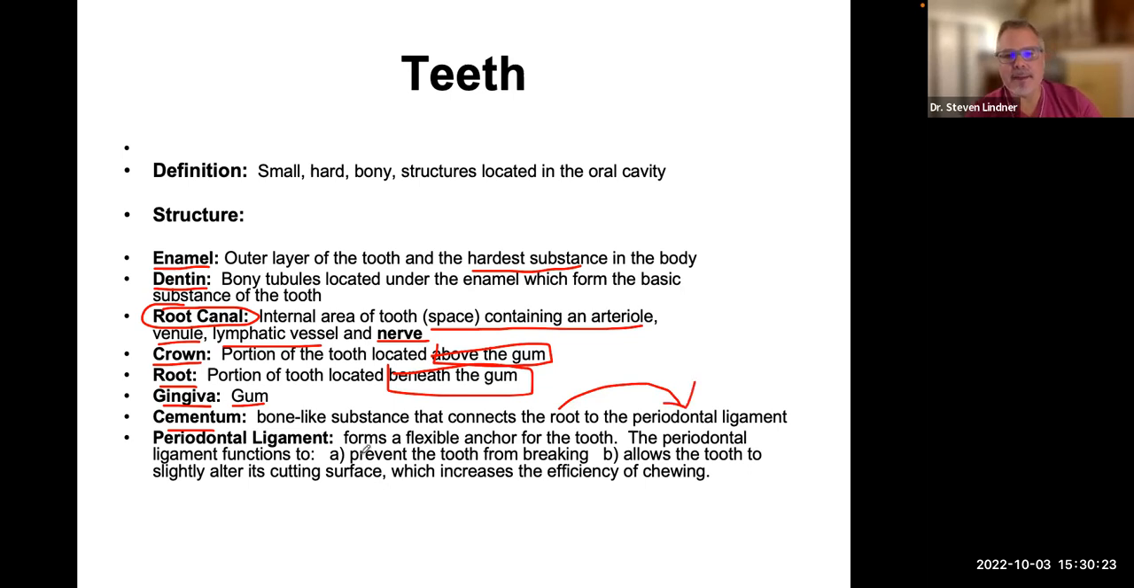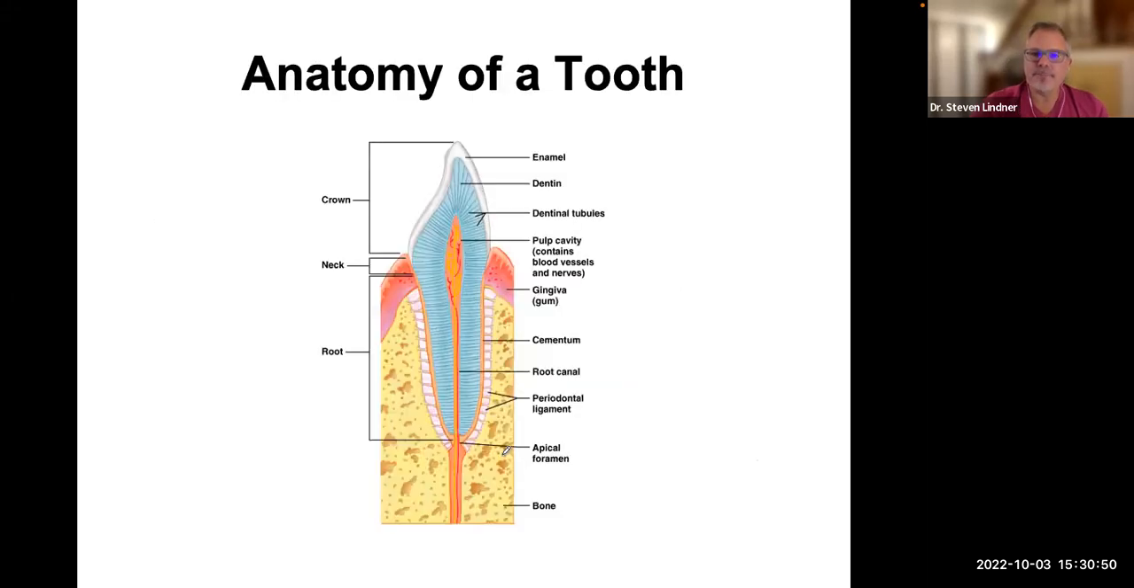The periodontal ligament forms a flexible anchor for the tooth. It also provides a little degree of movement of the tooth. It gives it a little bit of flexibility so that the tooth doesn't break every time you chew. It allows the tooth to slightly alter its cutting surface, which really increases the efficiency of chewing.